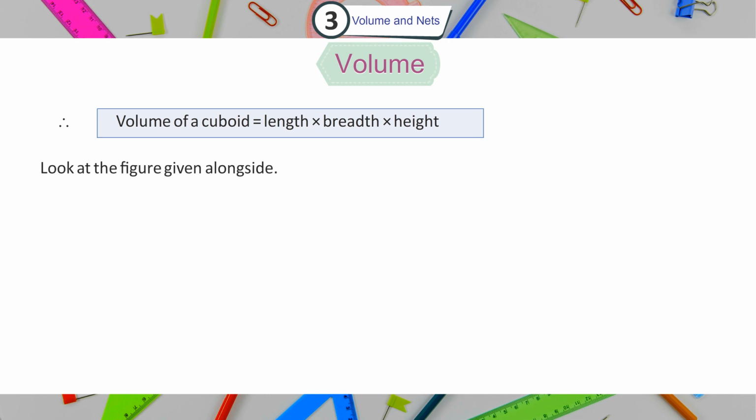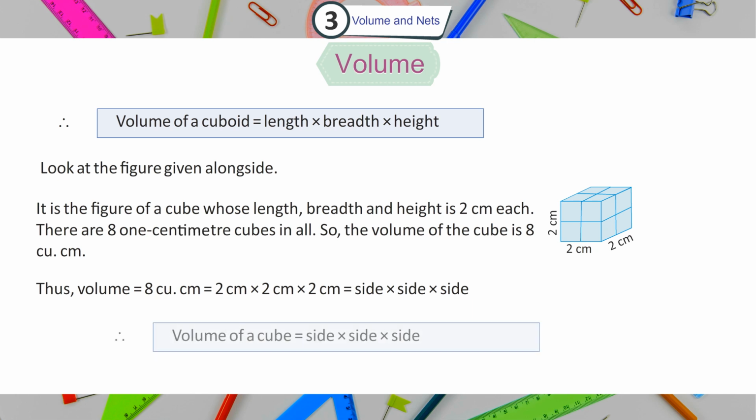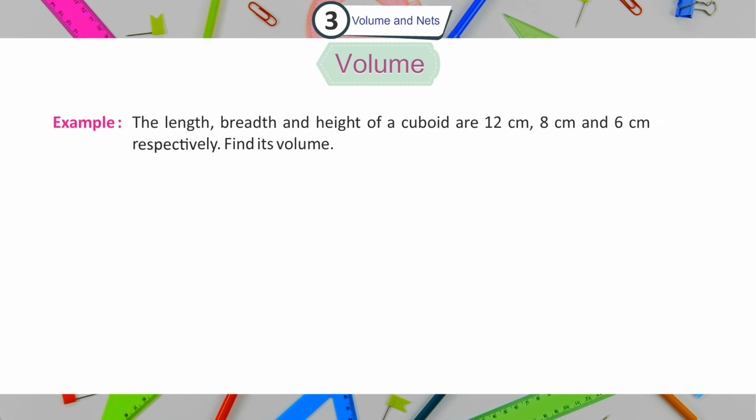Look at the figure given alongside. It is the figure of a cube whose length, breadth, and height is 2 cm each. There are 8 one-centimeter cubes in all, so the volume of the cube is 8 cubic centimeter. Thus, volume = 8 cubic centimeter = 2 cm × 2 cm × 2 cm = side × side × side. Therefore, volume of a cube = side × side × side.